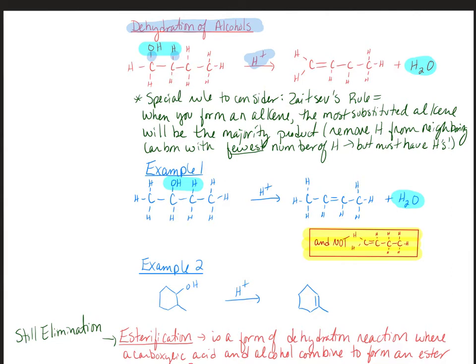And what ends up happening is that this OH and the H end up making your H2O, and the CC double bond is there. So see how we go back and forth with these double bonds. Kind of cool.